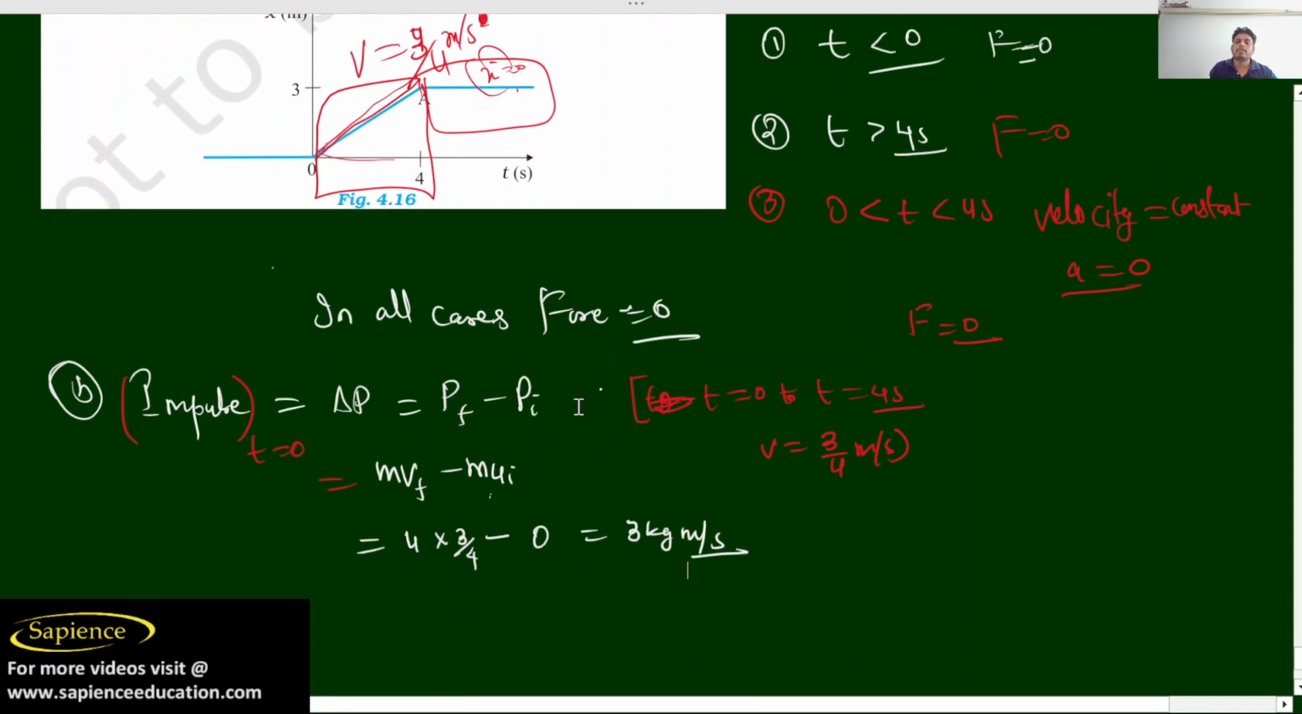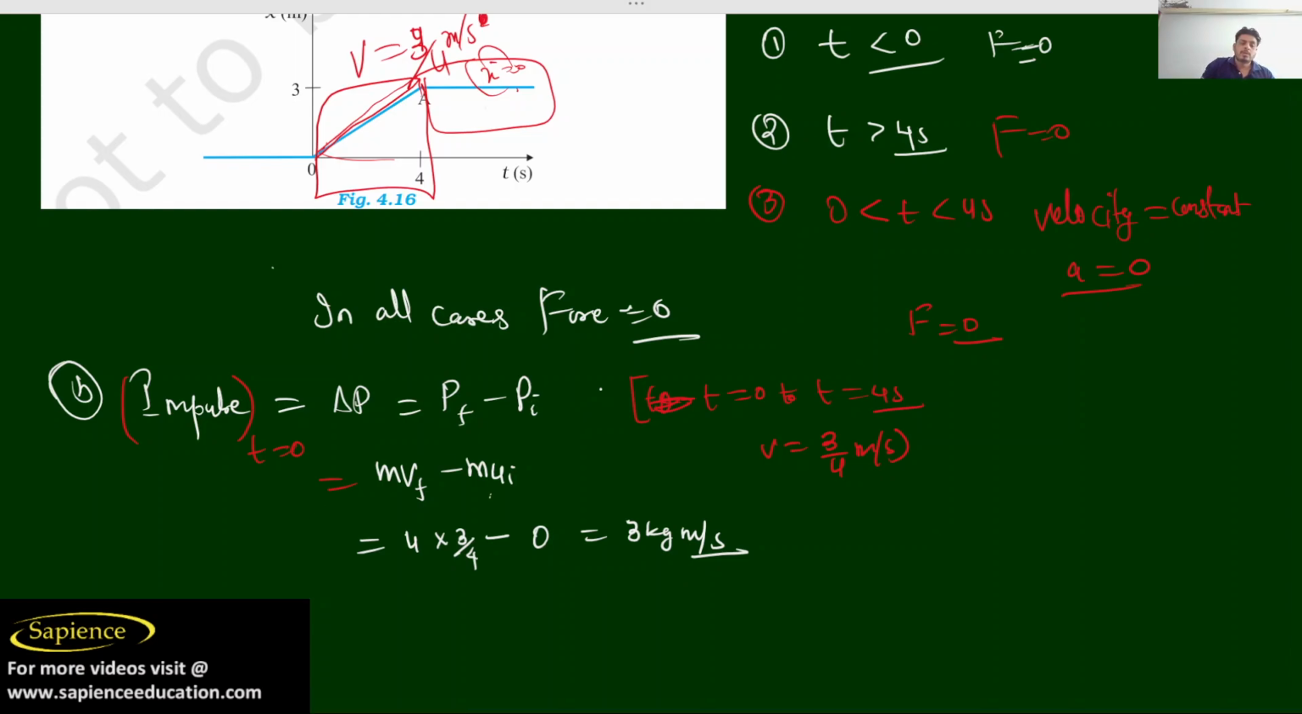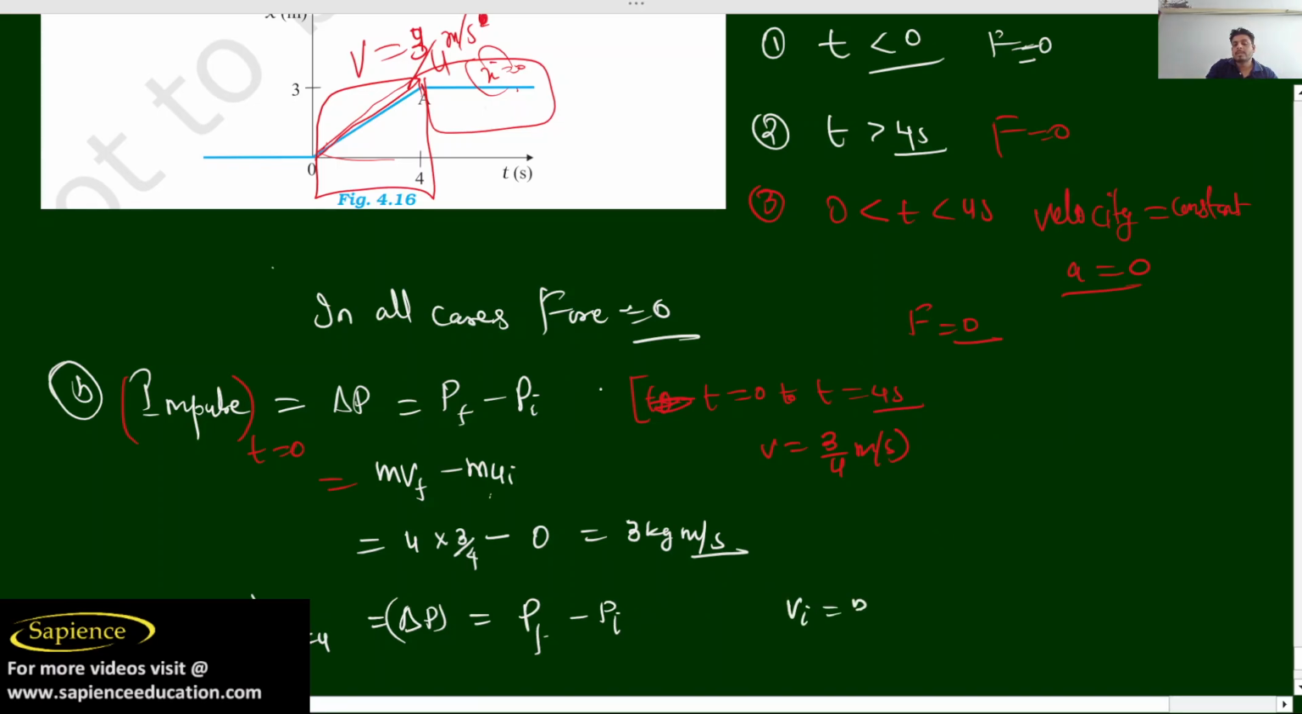Now if I talk about change in momentum or impulse at 4 seconds, what will be the answer? Impulse at time t equal to 4 seconds is considered as change in momentum, that is final momentum minus initial momentum. Here its velocity changes from initial velocity 3 by 4 meter per second, but final velocity is 0 because it stops. When we see the diagram, we can see that at 4 seconds the object stops.